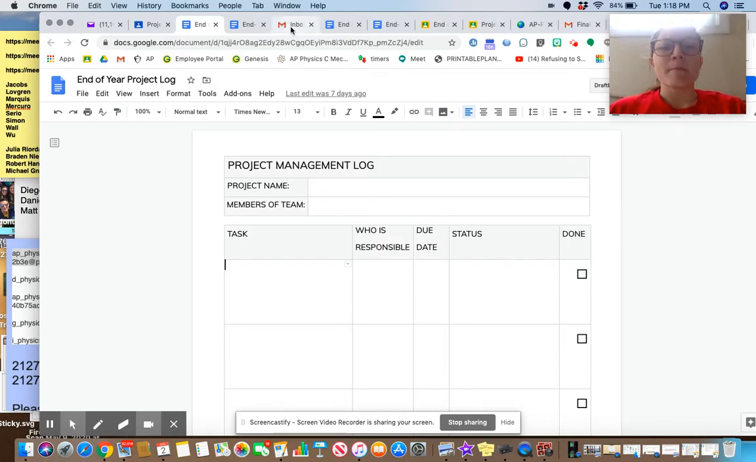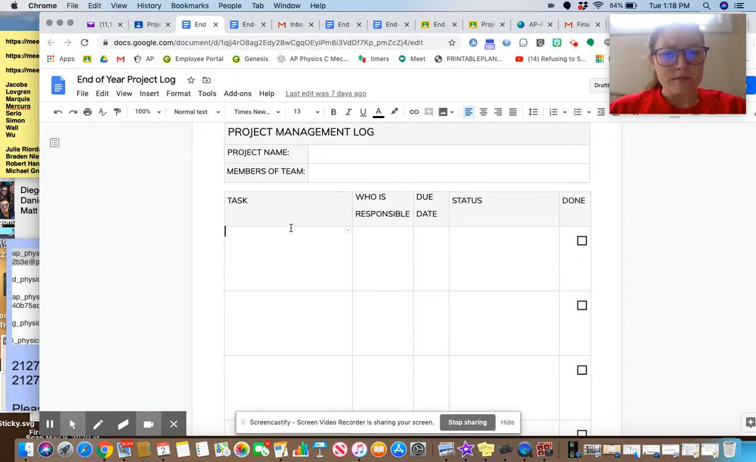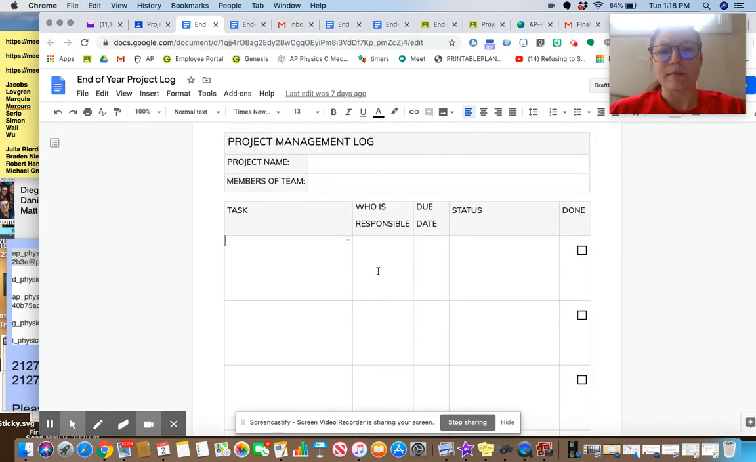So as an example, if you have project members, you need one log per group. If you're working with another person, you want to keep the same log so you're both on the same page. So you do this day, I'll do this day. When you're done, check it off so that the other partner knows that you're on pace and that you'll be able to finish the project in time.